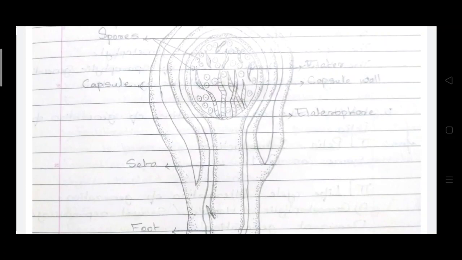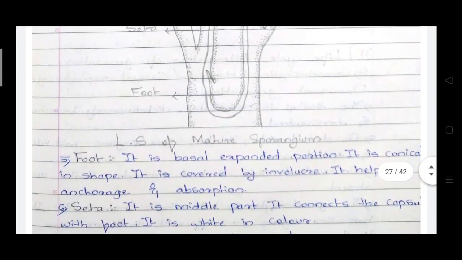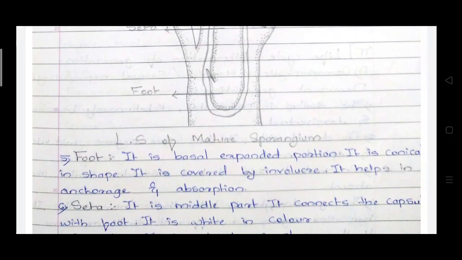The central cylindrical part is the seta and the globular part is the capsule, and this capsule contains the spores and elaters, which are covered by the capsule wall. Also in the capsule some elatophores are present. So this is the longitudinal section of the mature sporangium. Let's discuss the parts of the sporangium one by one.